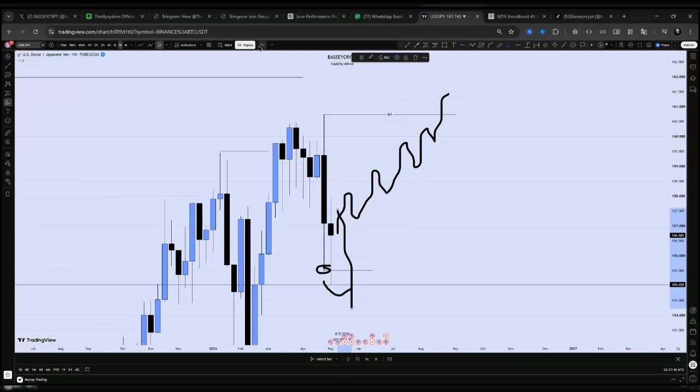Now let's see what happened. Let's go down to our daily time frame. Our daily time frame now gives us a clear range.